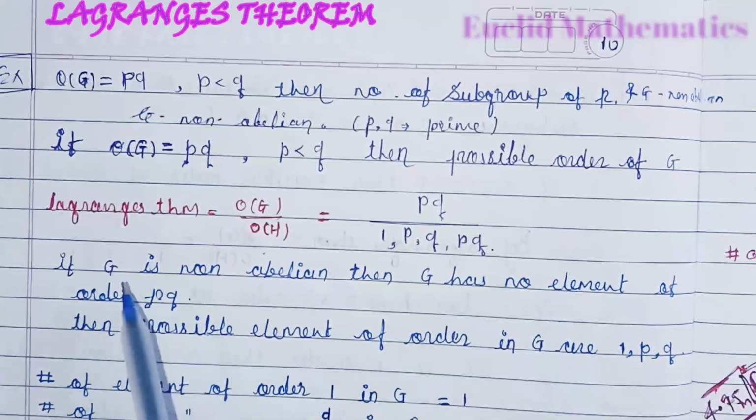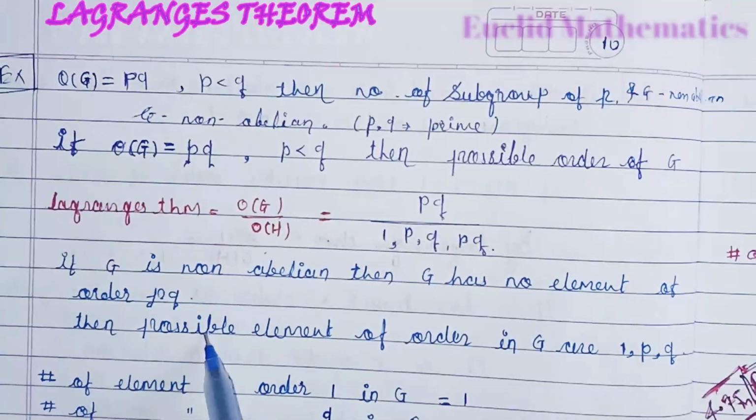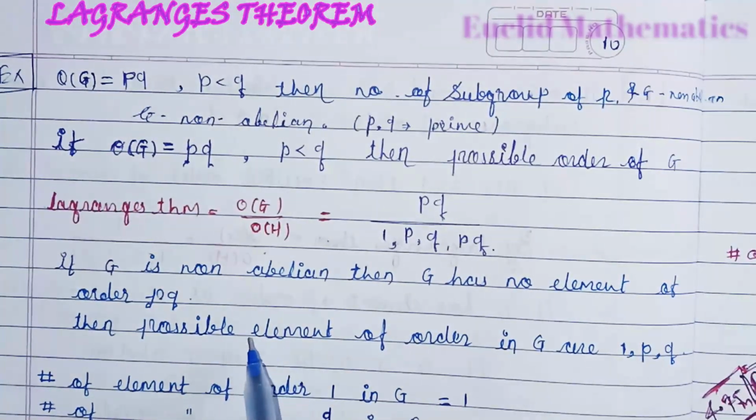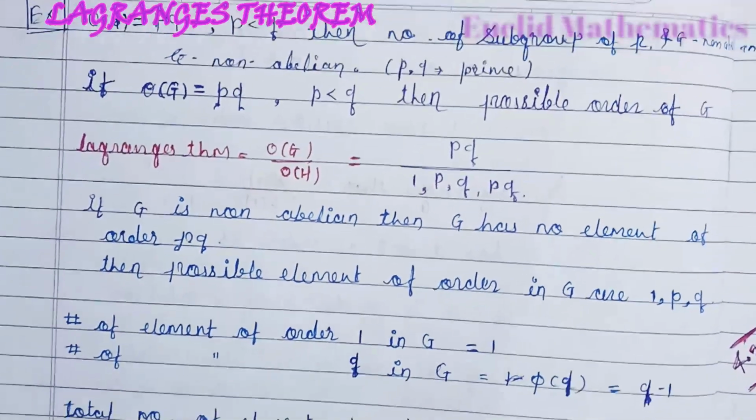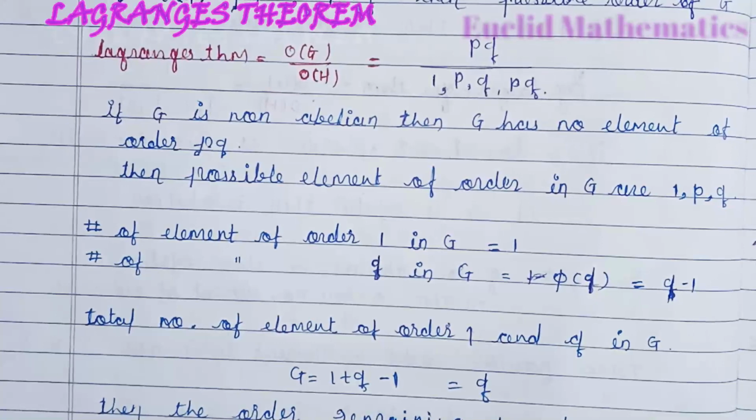Now let's go further. If G is non-abelian, the possible element orders left over are P and Q, and 1. We always know that an element of order 1 is only possible for the identity element, so the element of order 1 in G is only the identity.